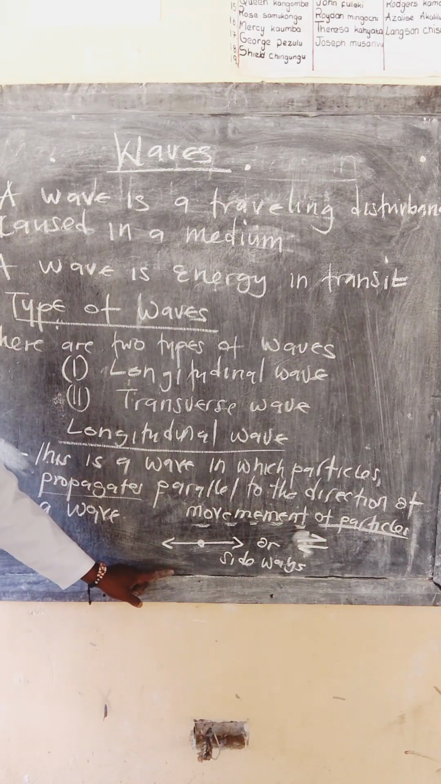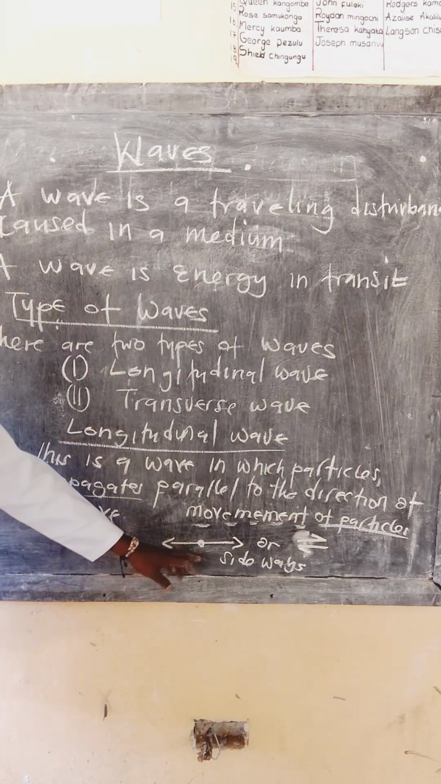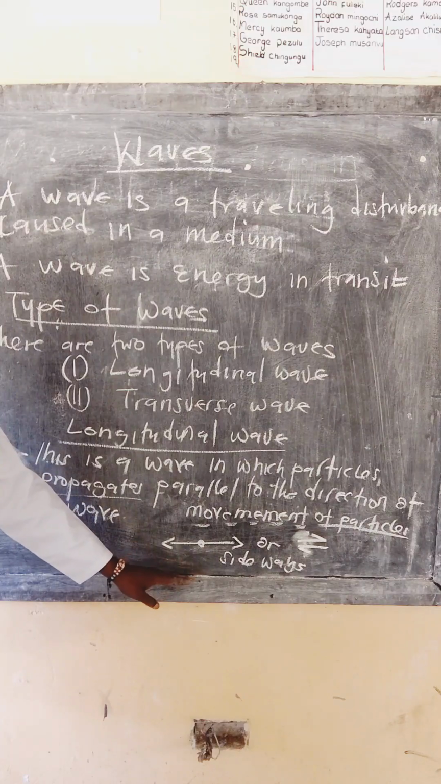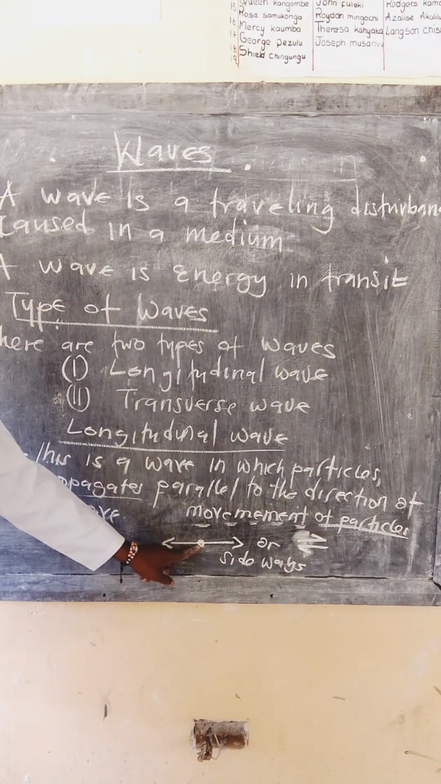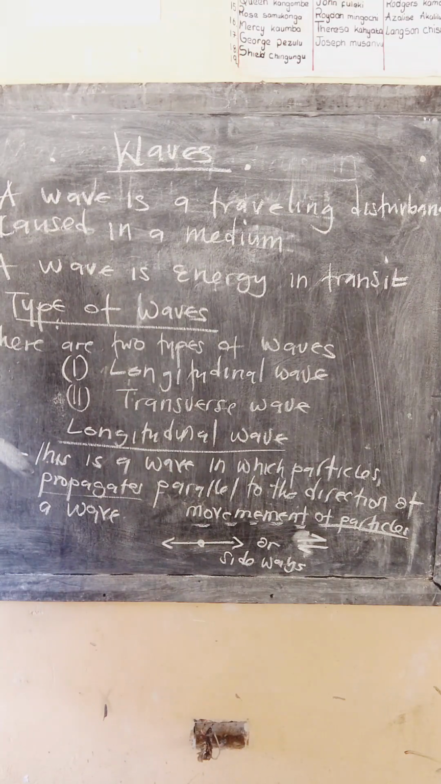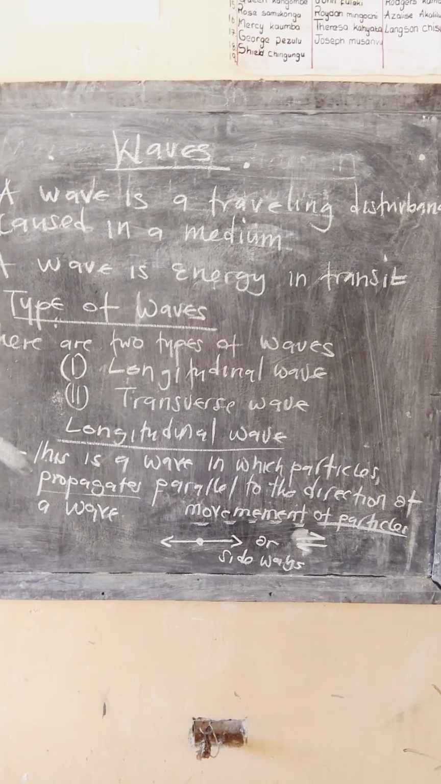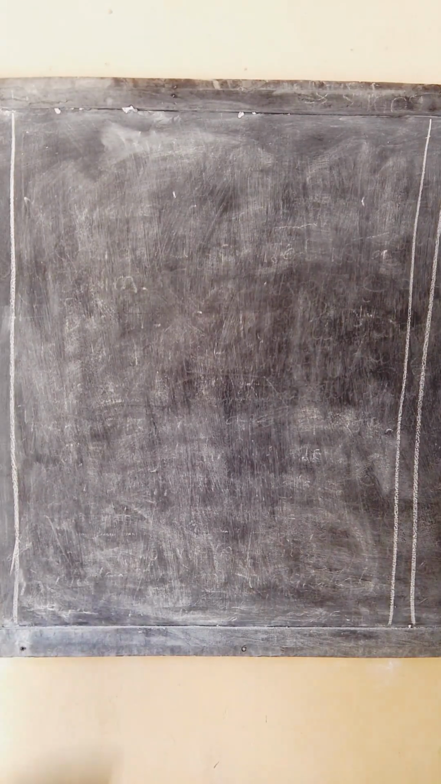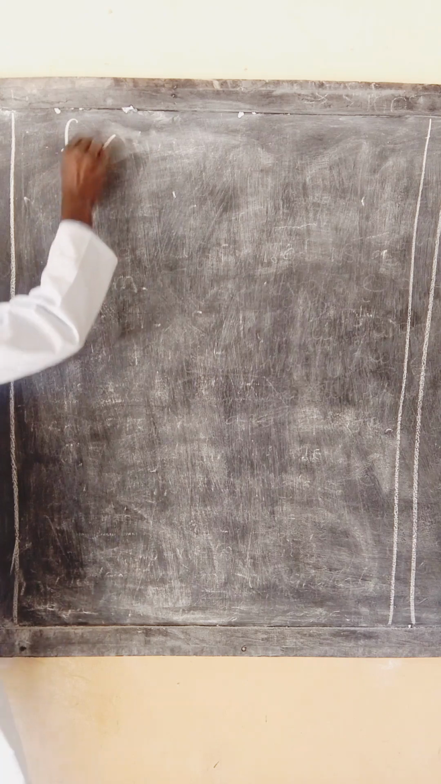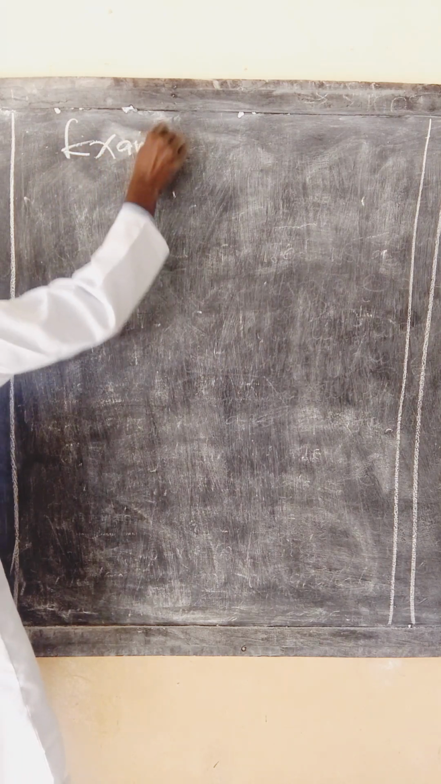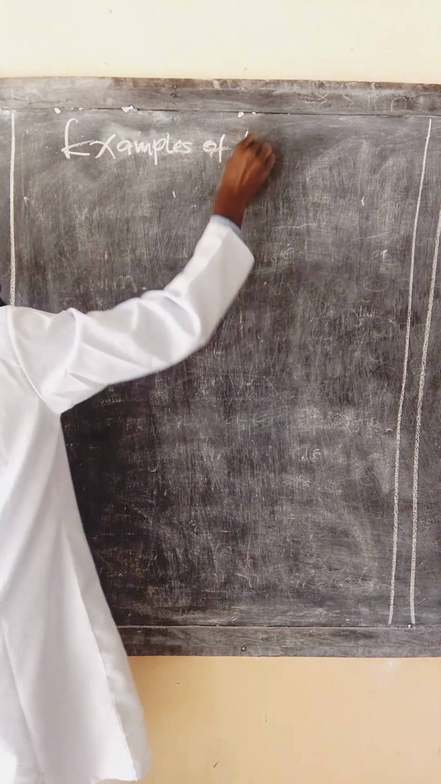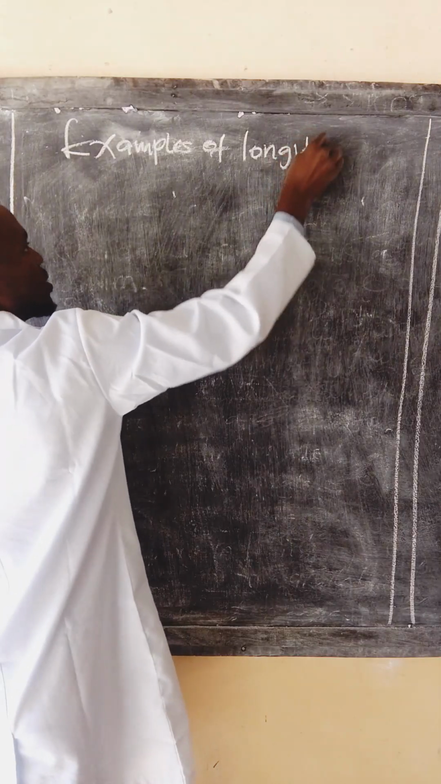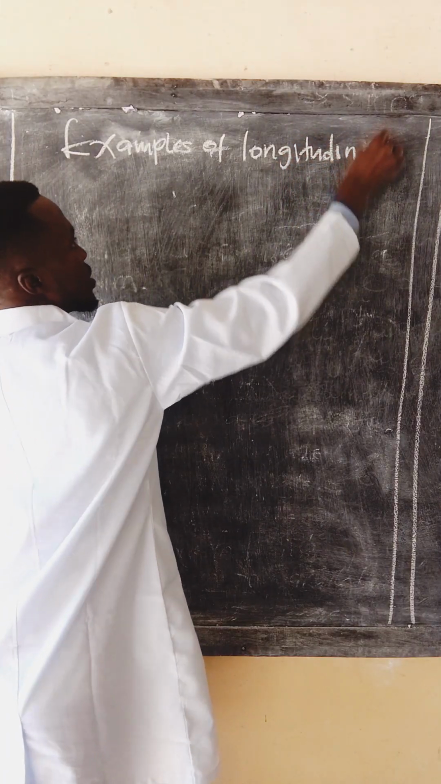This is very much important, especially on the multiple choice part. You'll be asked to choose the correct diagram that shows the correct movement of these particles. So it's very much important you get to know those movements. We can as well look at some examples of longitudinal wave.